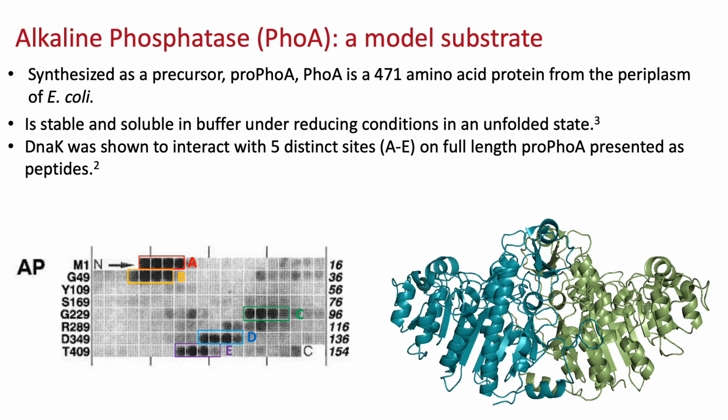It is shown to be experimentally well behaved, as it is stable and soluble under reducing conditions that eliminate 4 native disulfides. And 5 DnaK sites were also identified on proPhoA in a peptide array and are shown in the figure on the left and are labeled as A, B, C, D, and E.